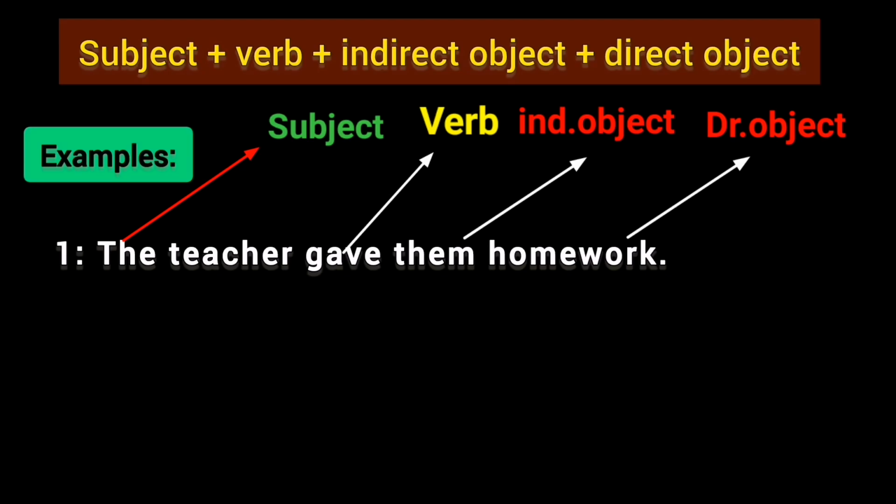If you don't know direct and indirect objects, let me tell you in simple words that a direct object refers to a word that receives the action of the verb directly, so you can see here the homework receives the action first or directly.